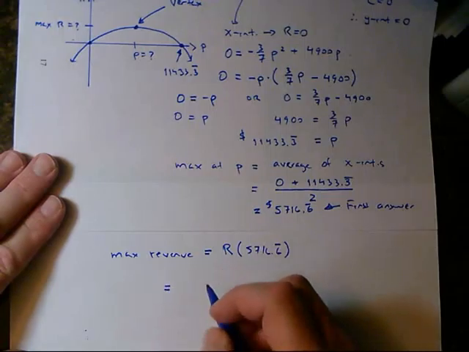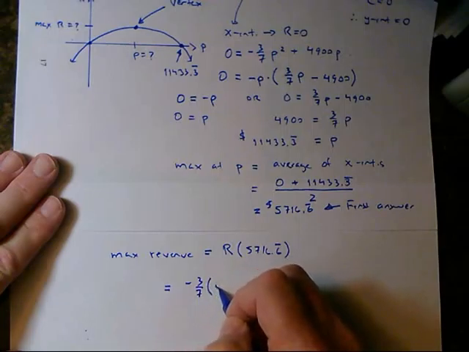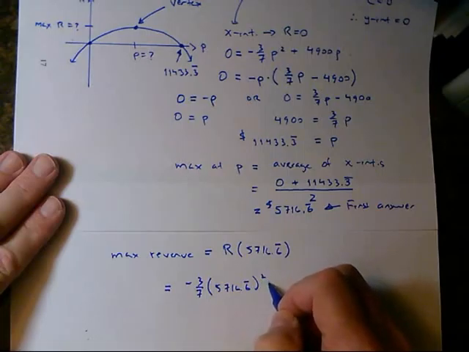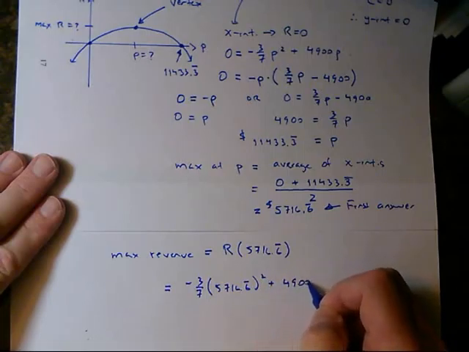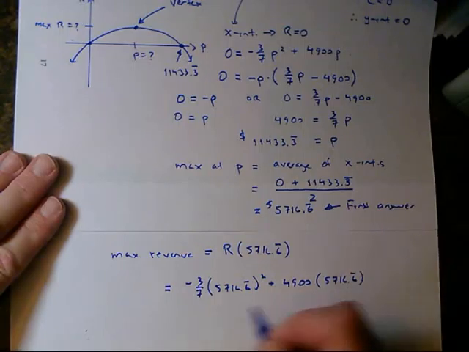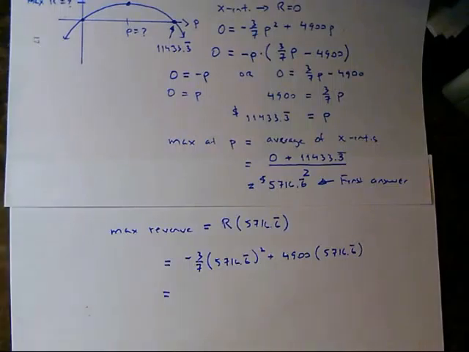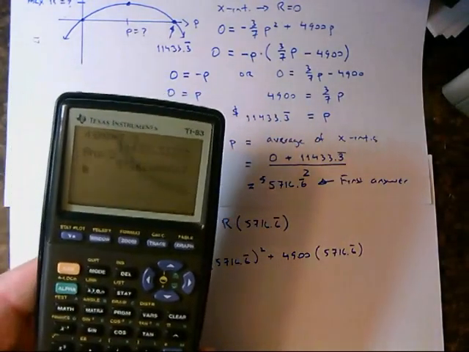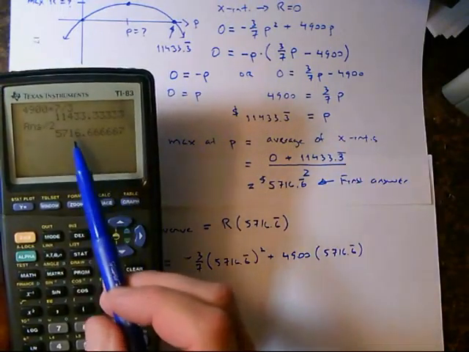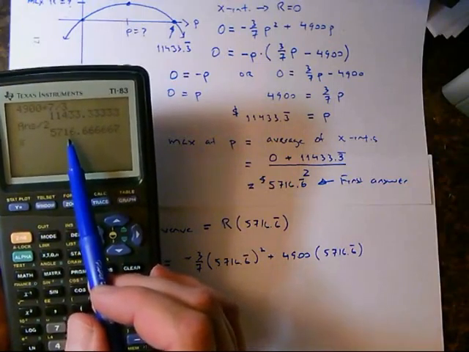So it will equal -3/7 times 5716.6 repeating, all squared, plus 4900 times 5716.6 repeating. I'm being so cavalier about these numbers because I'm not actually going to do the work myself. I'm going to let the TI-83 do it. And I already have the input value for P in the display. That means I don't have to type it again.